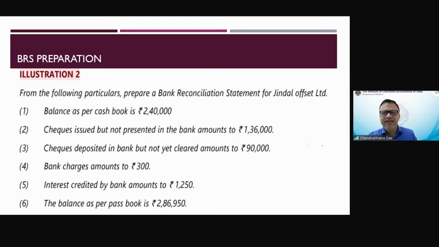So can anybody say whether I should start from the cash book or the passbook? If you see this problem, both balances are given. This is a typical problem: both balances given, cash book and passbook. Last class I explained what the cash book has, that it is the bank column of the cash book, what a passbook is, and how the entries are represented in the cash book and in the passbook. Now the question is whether I should start from the cash book or the passbook. Who can say the answer? Anybody wants to say?